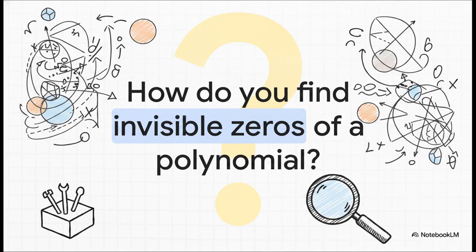So let's start with the big mystery here. How exactly do you find the invisible zeros of a complex polynomial, especially when some of them don't even show up on a standard graph? It's a puzzle, right? It requires us to look beyond what's just sitting right in front of us. And today, we're going to build the exact toolkit you need to crack it wide open.